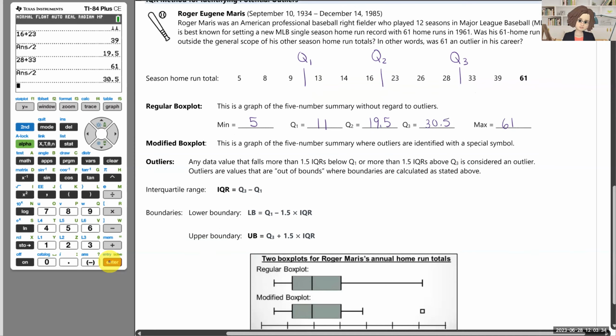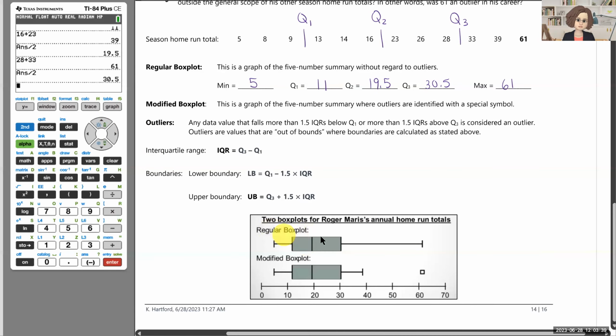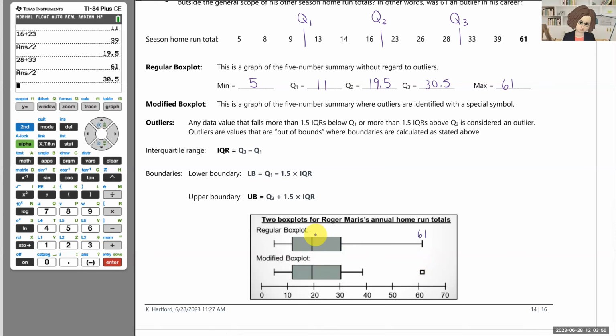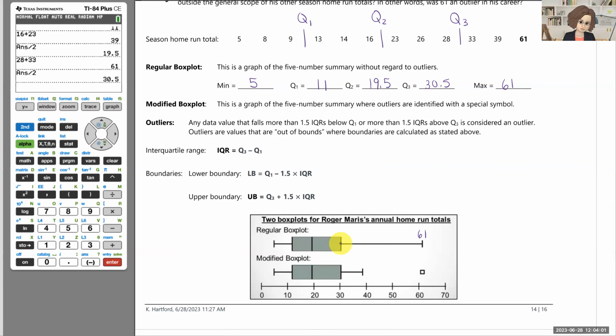All right, so at the bottom of the page here, I've graphed the regular box plot. There's the 5 for the whisker, and then the 11, 19.5, and 30.5, and there's the 61. Let me just label down here. That would be the whisker endpoint, and then our Q3 is at 30.5.